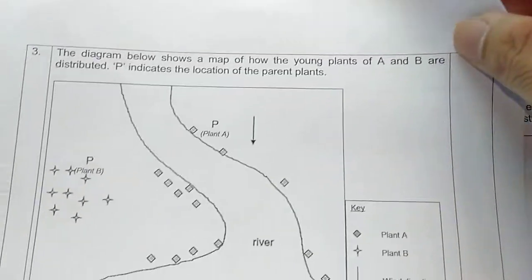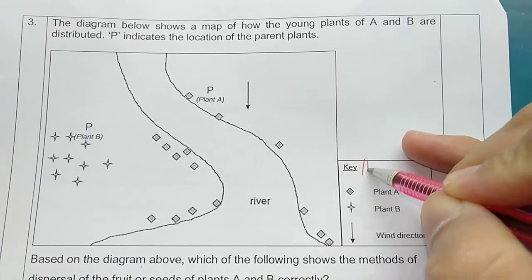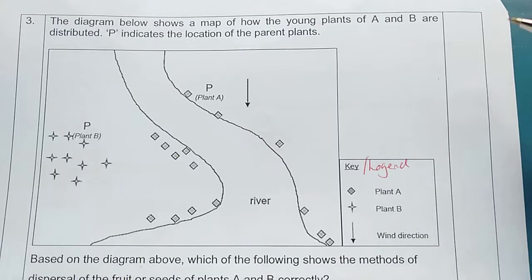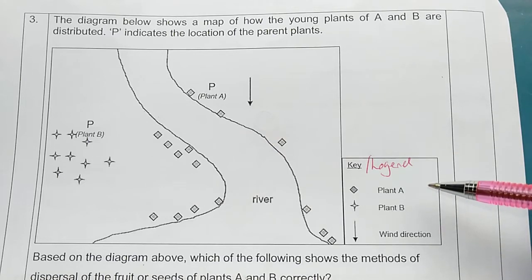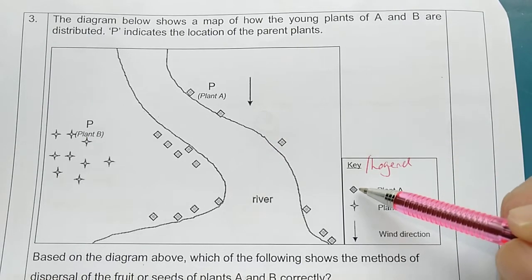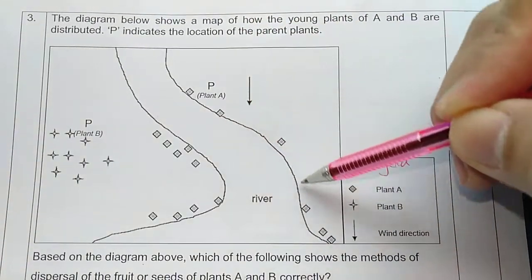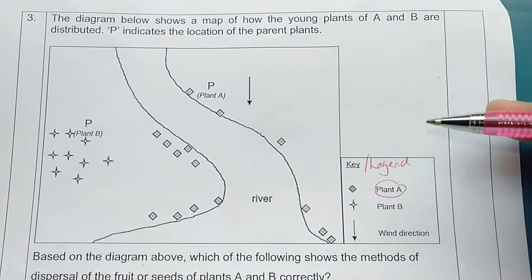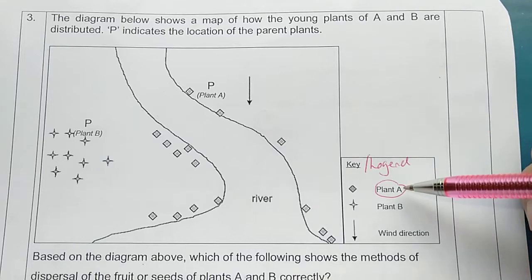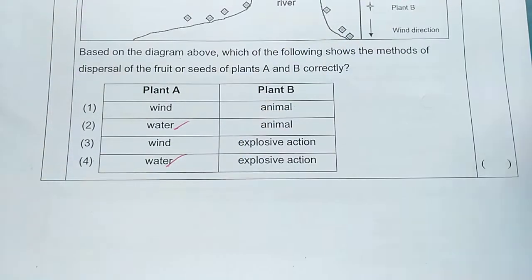This is a very typical seed dispersal question. You will notice that there is a key, sometimes they call it a legend, and this is important. Why is it important? It helps you identify the different parts of the map. The diamond shaped thing is plant A, and notice that they are all found beside or alongside the river bank. So very clearly the seeds of plant A are dispersed by water. So plant A, water.